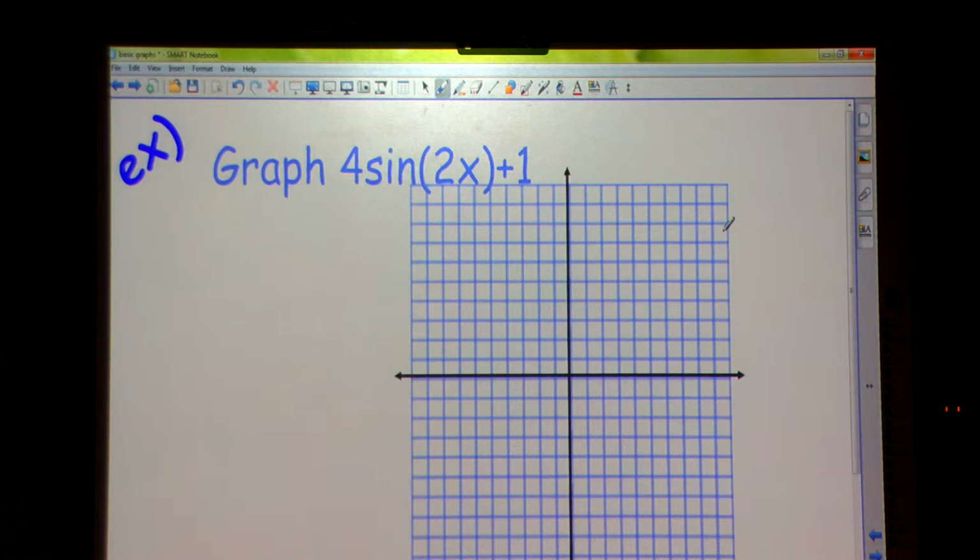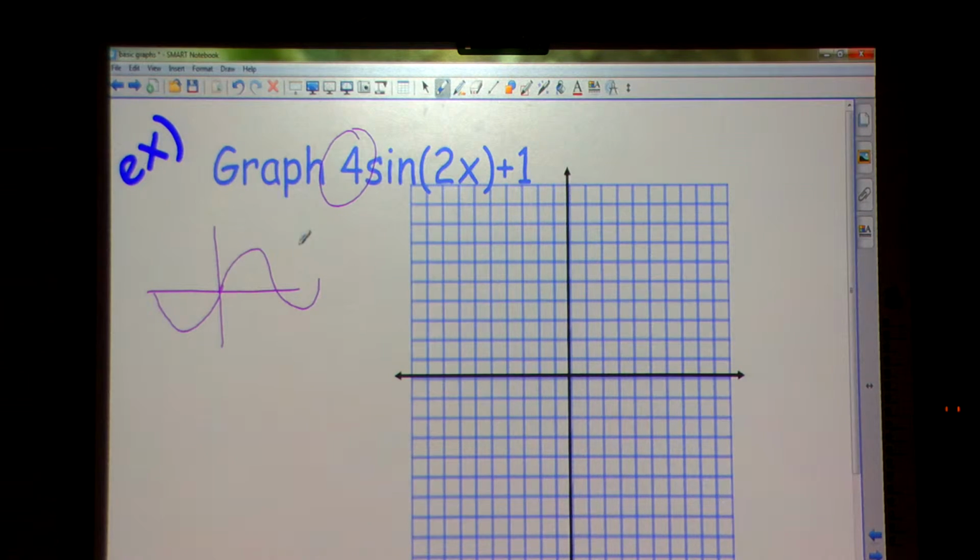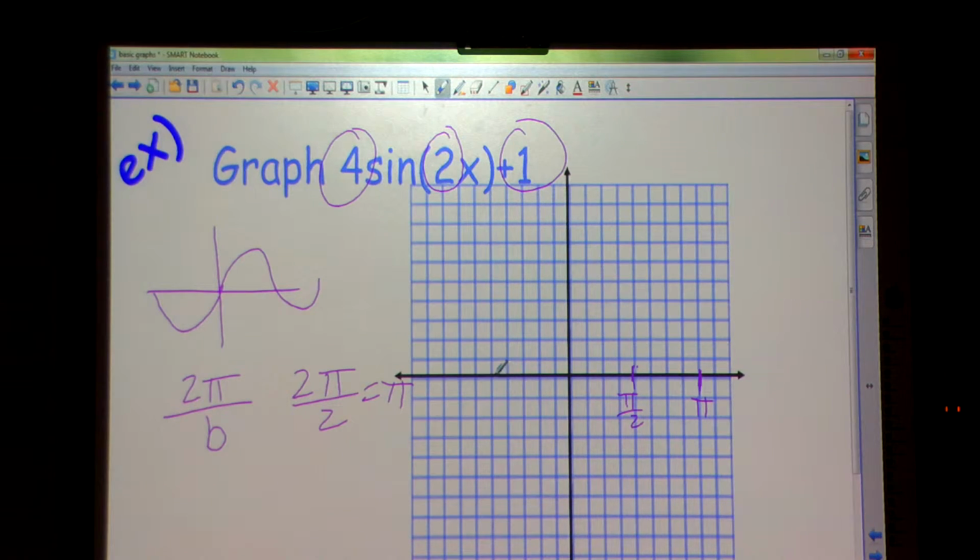Good refresher here. 4 sine 2x plus 1. Of course, we know sine looks like this. That should be drilled into your brains. Remember, this is my amplitude. It stretches it to 4. This goes up 1. Remember, this changes the period. The normal period of sine is 2 pi. Remember, to find the new period, it's 2 pi over b, which in our case is 2 pi over 2, which is pi. So remember, I'm going to make 8 squares be pi. That makes that pi over 2. Same in the other direction.